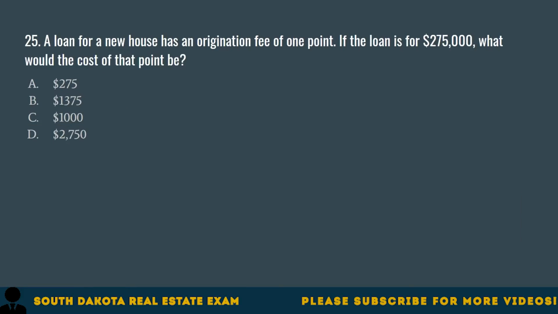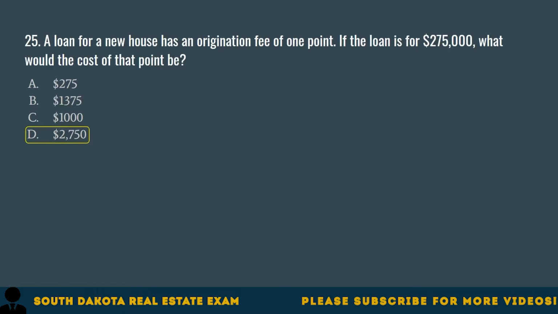Question 25. A loan for a new house has an origination fee of 1 point. If the loan is for $275,000, what would the cost of that point be? A. $275. B. $1,375. C. $1,000. D. $2,750. The correct answer is D.